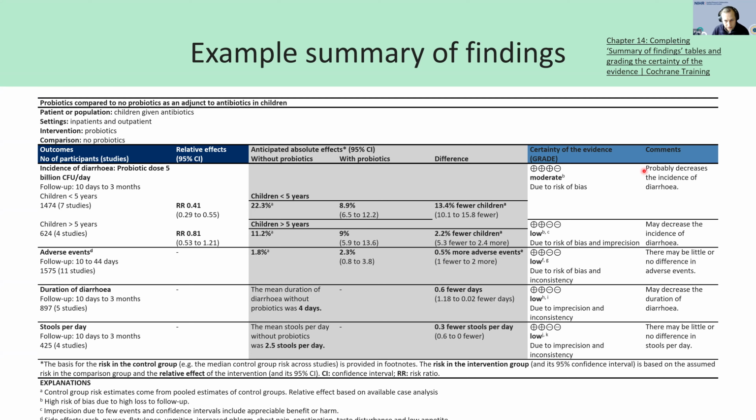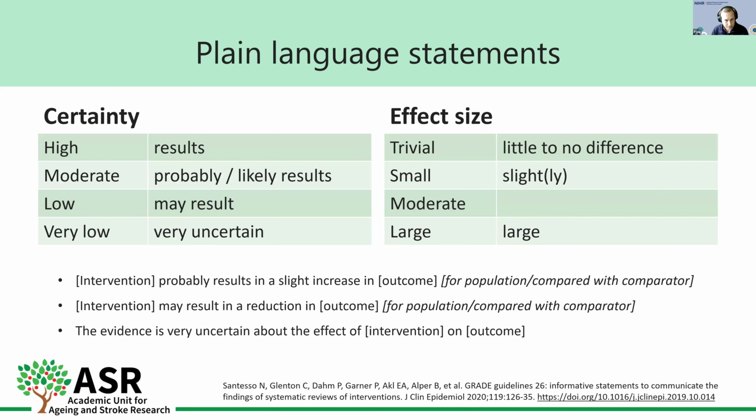And then there's also the interpretations, which we'll come to next. So there's been work done on developing these plain language statements, which can be made on the basis of GRADE, and these really hinge on 2 things: the certainty estimate. So was it high, moderate, low, or very low?